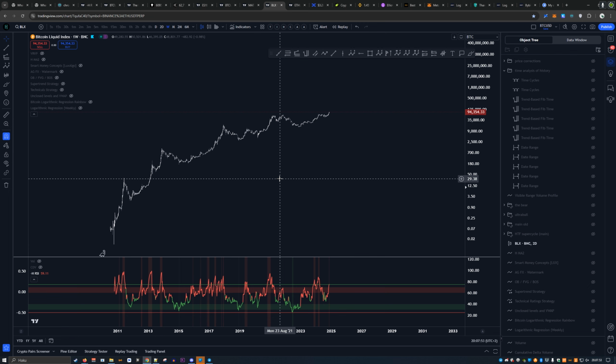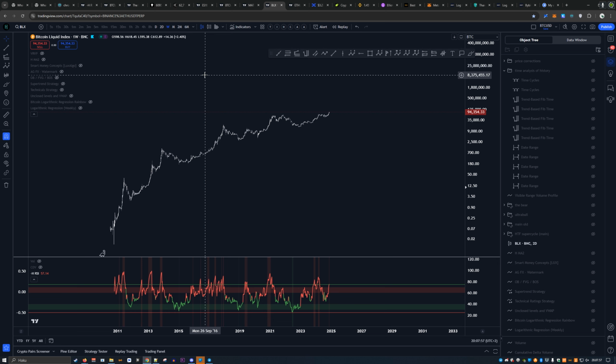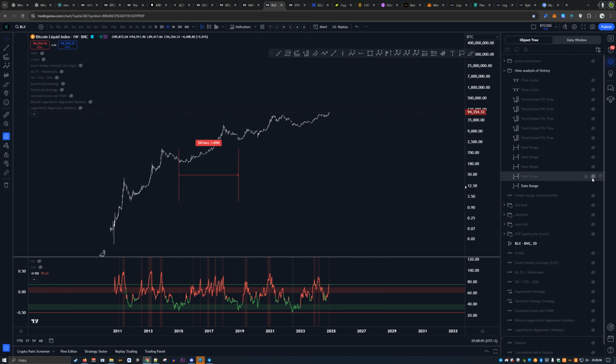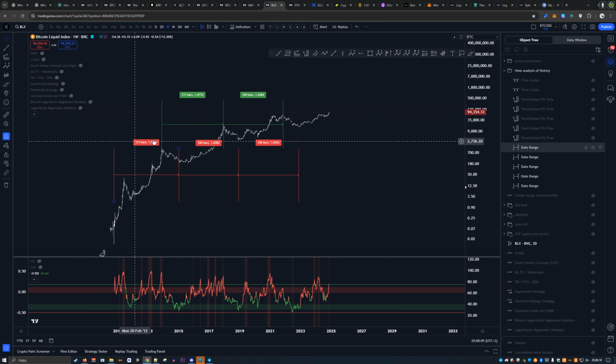So this video is going to be all about the BLX chart, or the Bitcoin Liquid Index chart, and we're looking at some history basically of Bitcoin. Let's start with these date ranges that we have here. These are basically looking at the history, how and where Bitcoin has created its peaks and where it has created its lows. Again, the chart of BLX is ranging back from 2010.